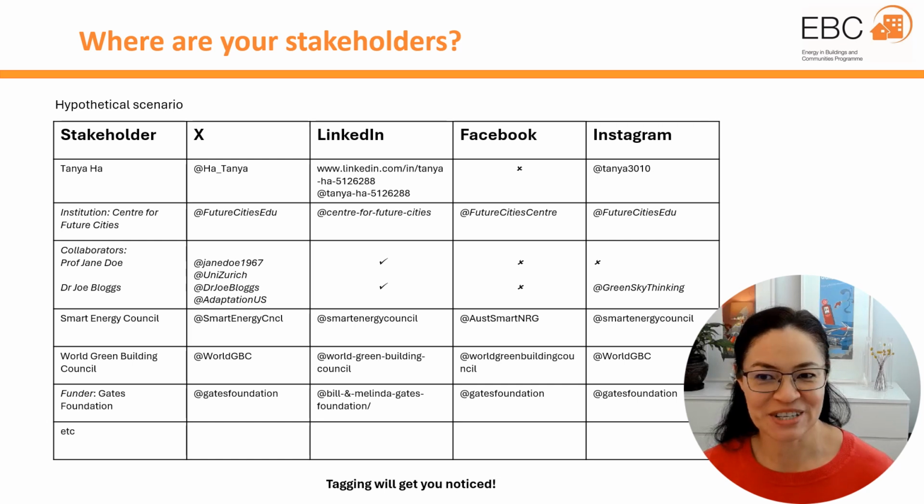The next step in using social media strategically is to find out who and where your important stakeholders are on the different platforms. So to illustrate this, I've made up a hypothetical scenario in which I'm a researcher that works at the Centre for Future Cities and I'm doing work on green roofs as a climate change adaptation strategy. In this scenario, I've used a combination of my own social media accounts, which you can see here on this screen in the table, and also the real social media accounts of the Smart Energy Council, the World Green Building Council, and the Gates Foundation.